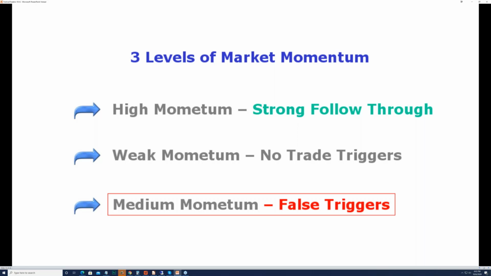So that breaks down basically to three levels of market momentum. The high momentum days, we get strong follow through, right? You plop entries in and a short time later, they've moved on in your favor. Weak momentum, no trade triggers, nothing. You can sit there all day and, according to your rules, nothing's triggering. That's fine. You sit on the sidelines that day. And then the medium momentum is where we get a lot of the false triggers.